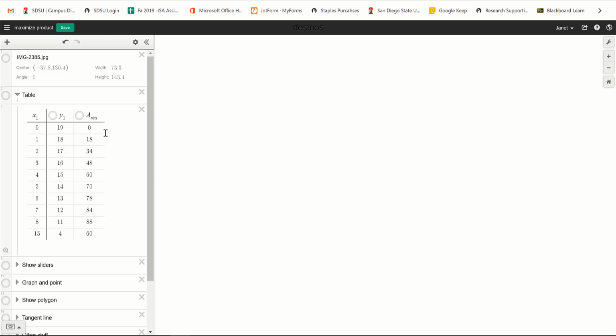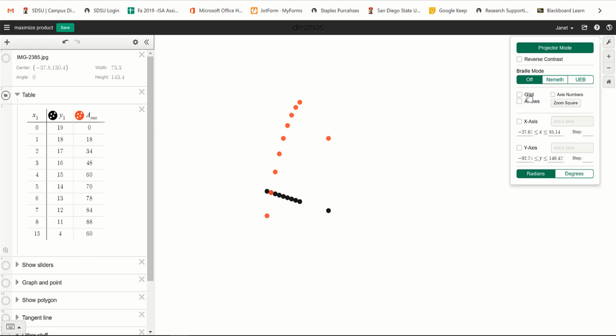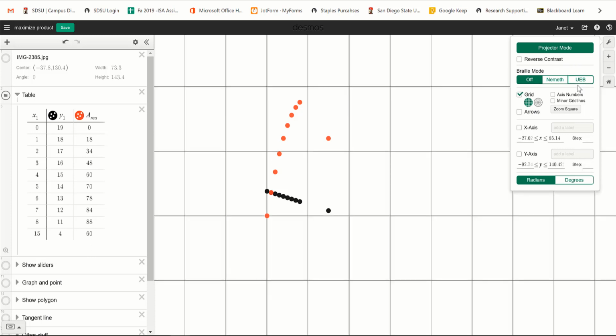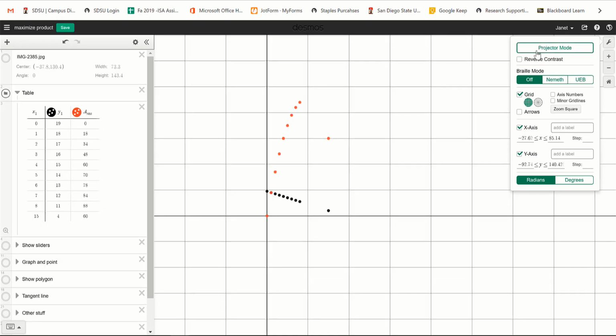And in the table, you can see we have numbers like 0, 19, then 1 and 18, then 2 and 17, etc. And you can have the students generate these numbers. But what's actually kind of cool is you can also plot the numbers. So if you look over here, I'm going to now put in my grid, and I'm going to put in my x-axis and my y-axis. Go into projector mode. Oh, yeah, there we go.